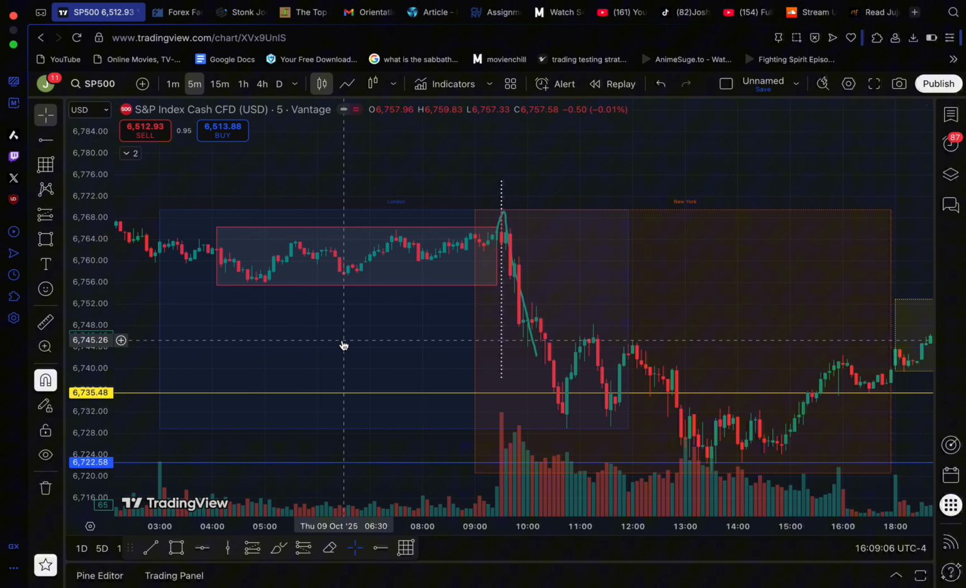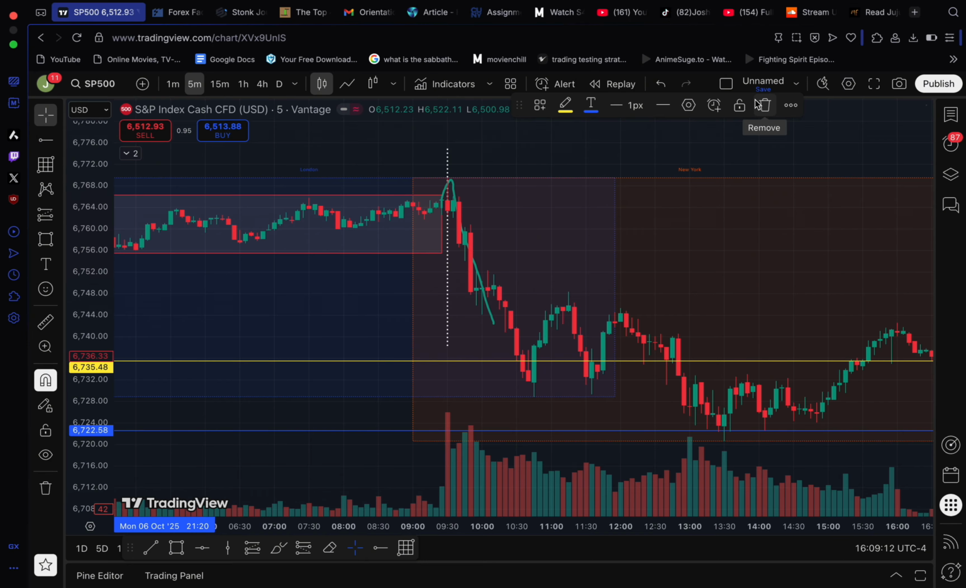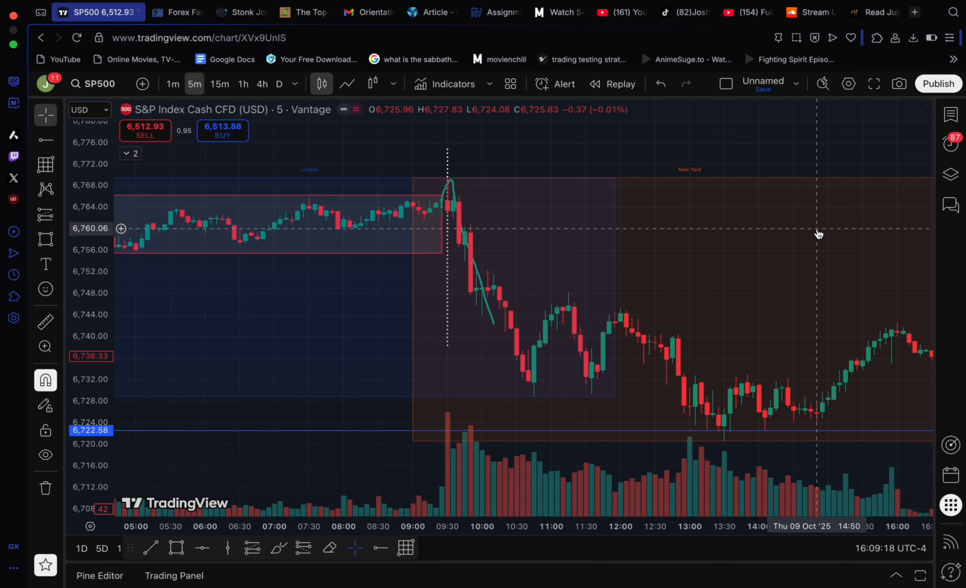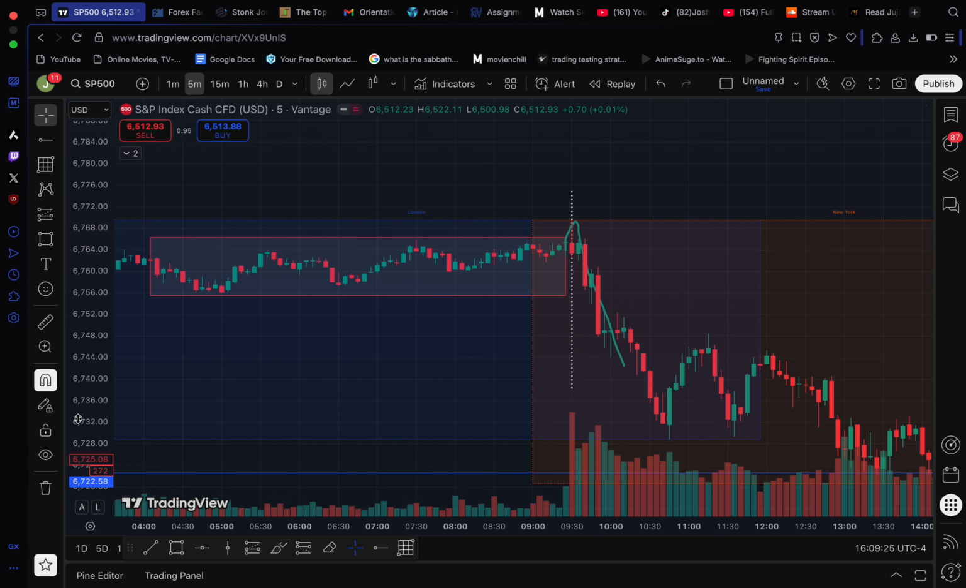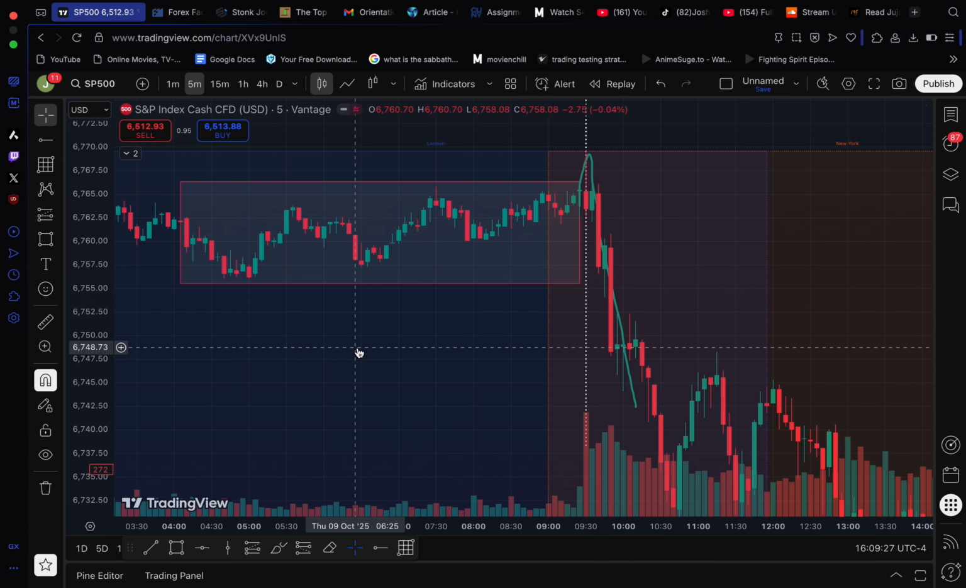All right, so let's actually try to erase these. Oh yeah, hide. There we go. So I'm gonna hide them, and then I can just reverse it. Yeah, okay. So let's go into it. All right, so you can see here, if you guys remember, 1C was a previous session consolidation into a new session manipulation and reversal.